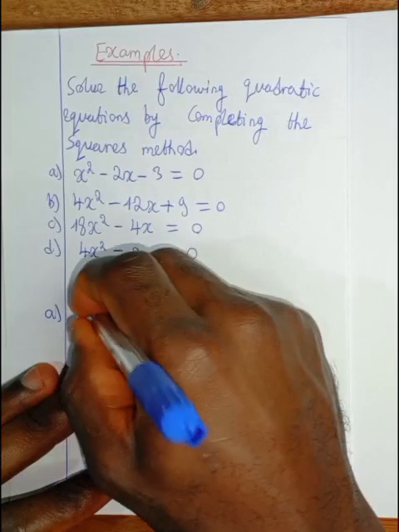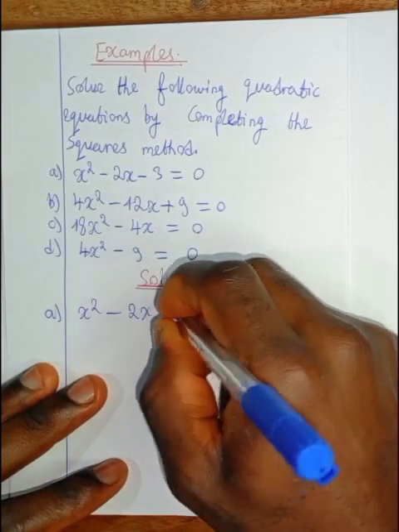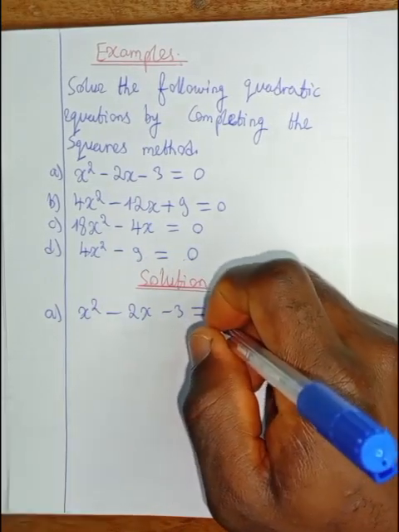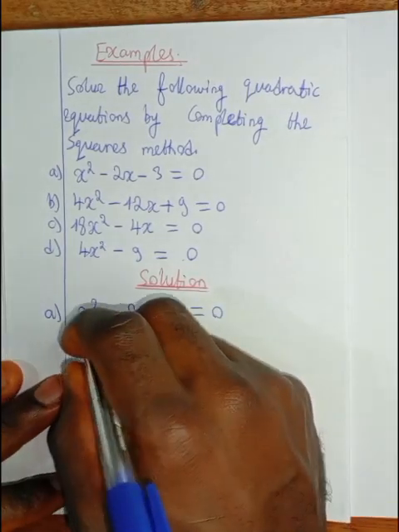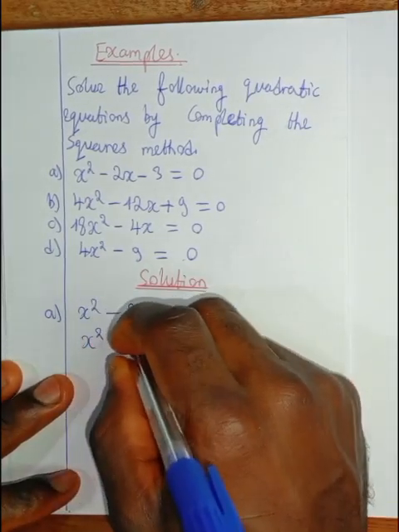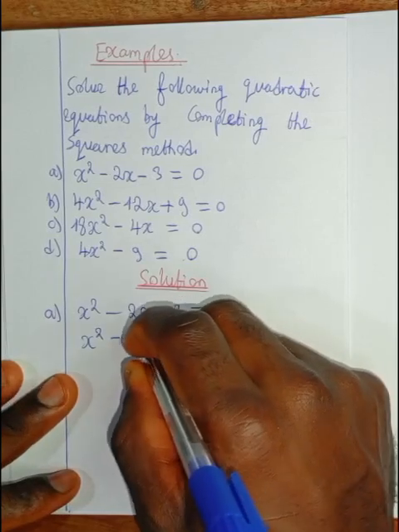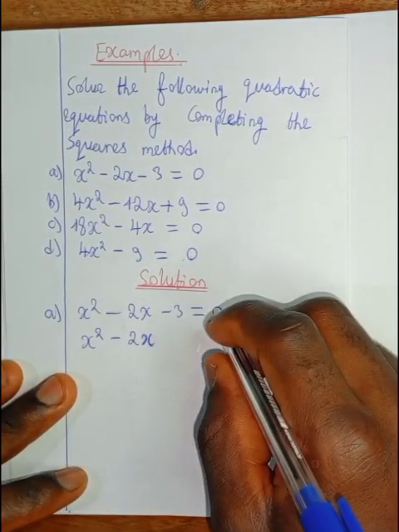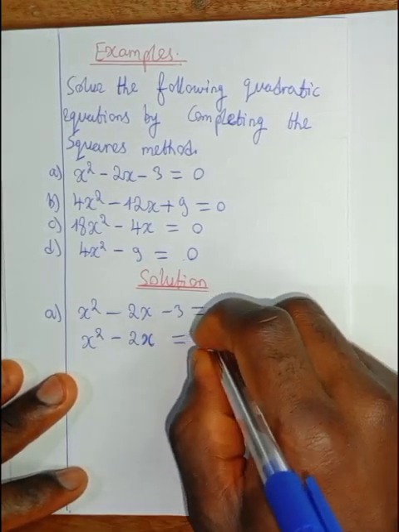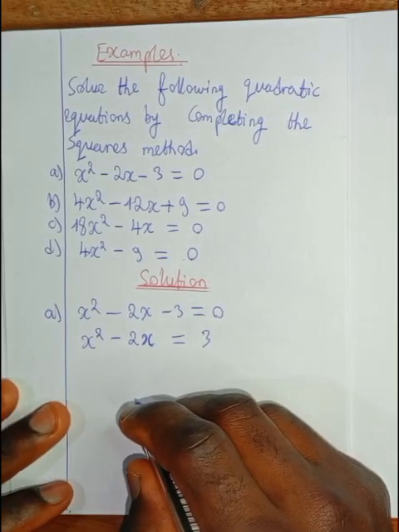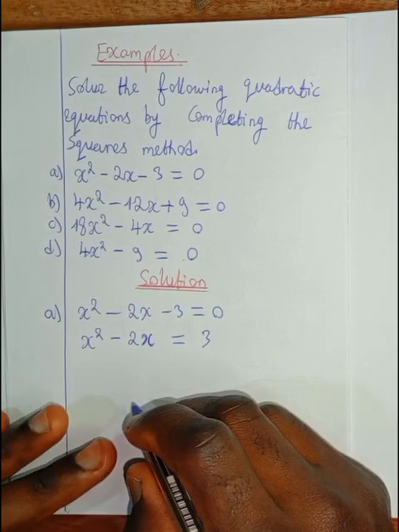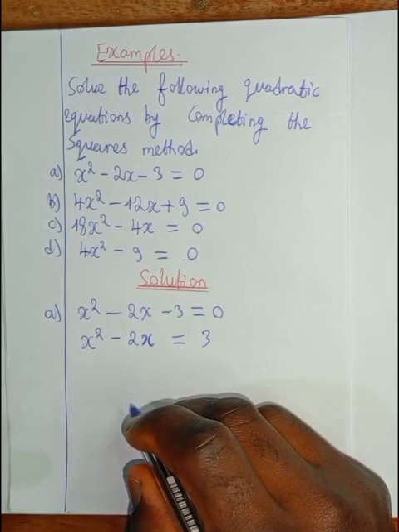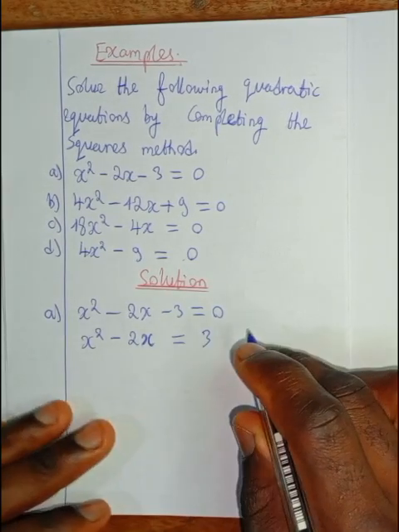We take the first question, A, we have x squared minus 2x minus 3 is equal to 0. Solving this question is very easy. You'll see that the coefficient of x squared is 1. So the first step, we are going to send negative 3 to the right hand side, which becomes positive 3. Next step, we are going to add half the coefficient of x, all that squared, at the left hand side and at the right hand side.